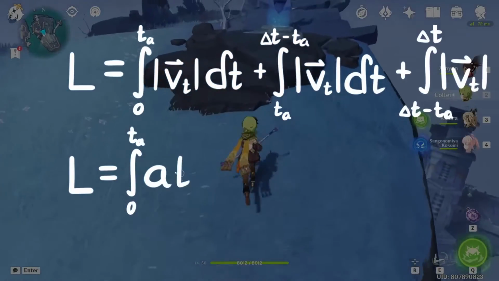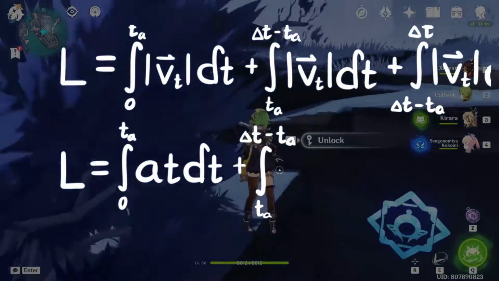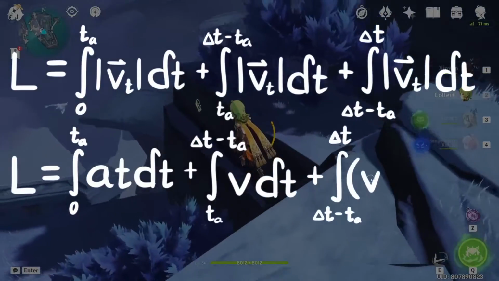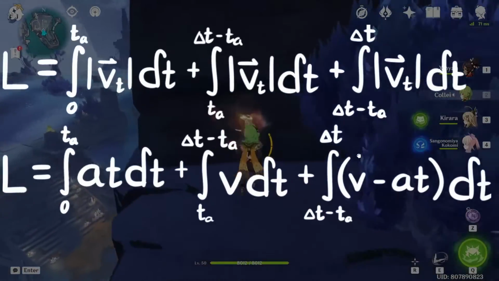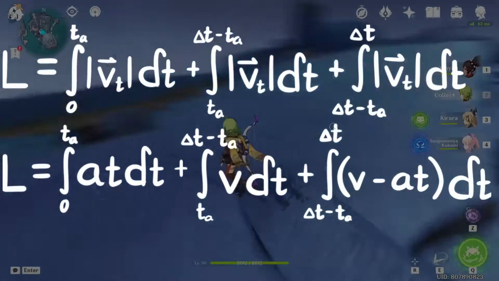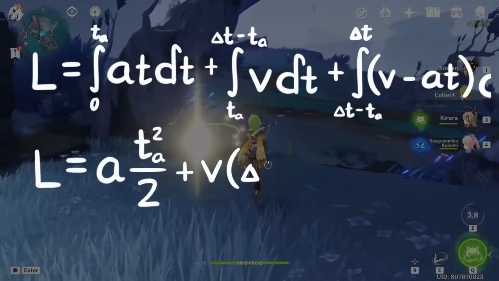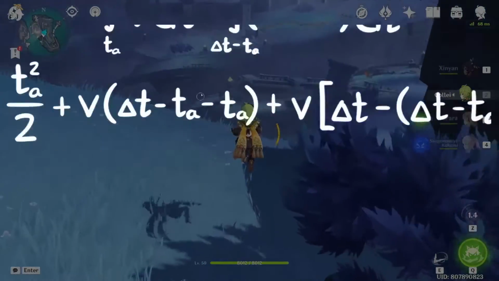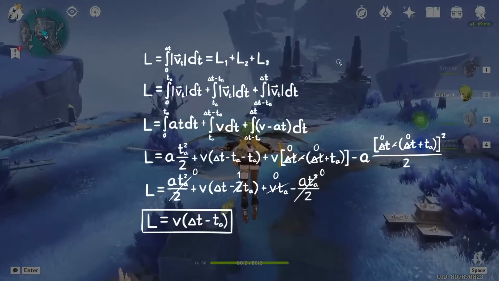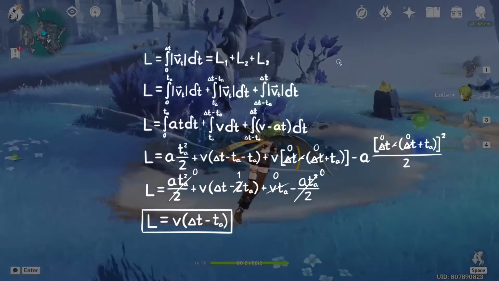For the first integral, the tangential velocity magnitude is equal to the acceleration times time. For the second one, since the velocity is constant, it's simply equal to v. And the last one, it is equal to minus at plus v. The reason why the negative sign is there is because the velocity magnitude actually decreases at that point. And after doing a bunch of algebra, we end up with L is equal to v times the quantity delta t minus ta. We can see that if ta, the time spent accelerating, is very small, then L is approximately equal to v delta t.